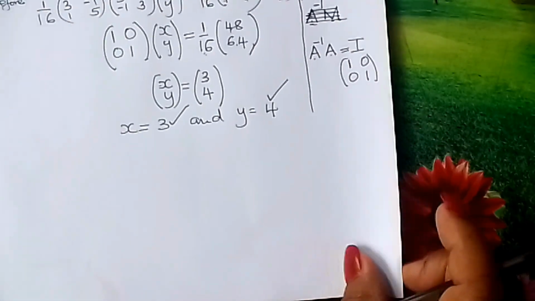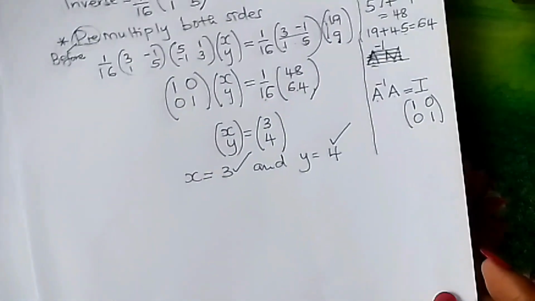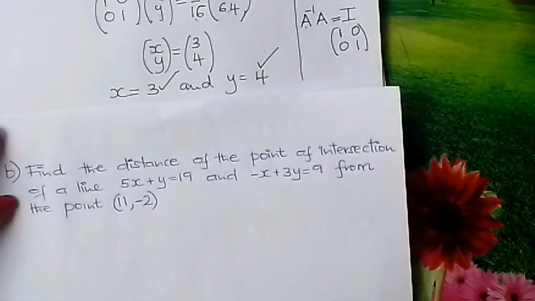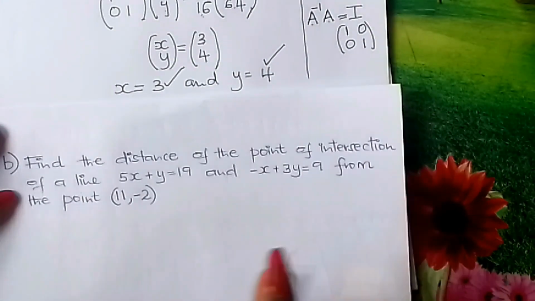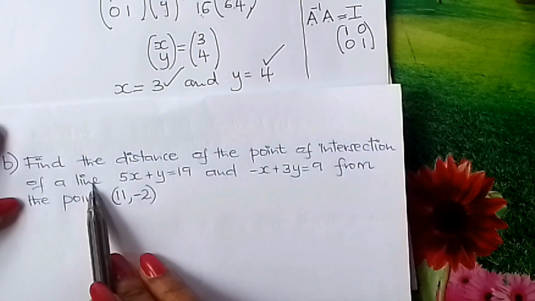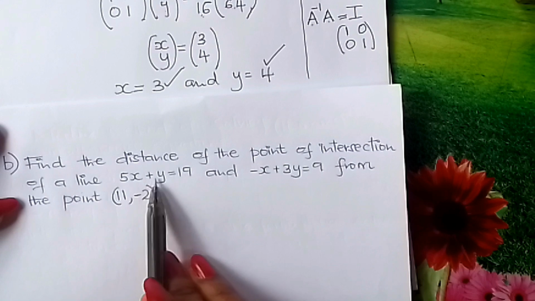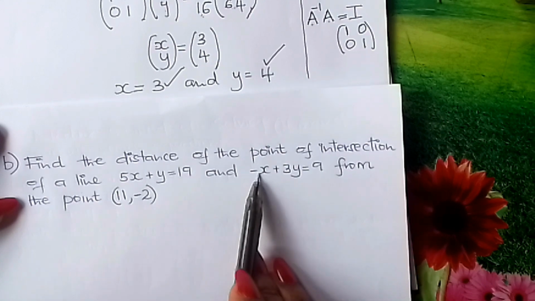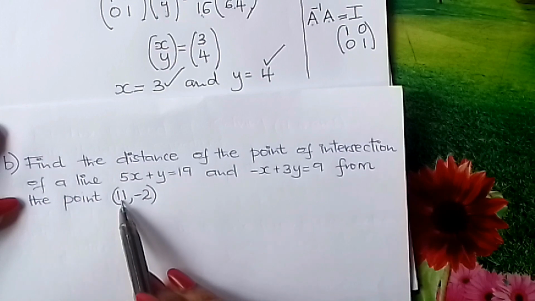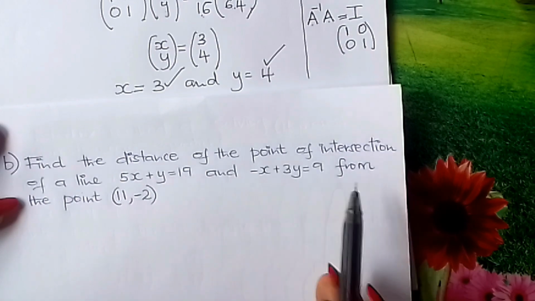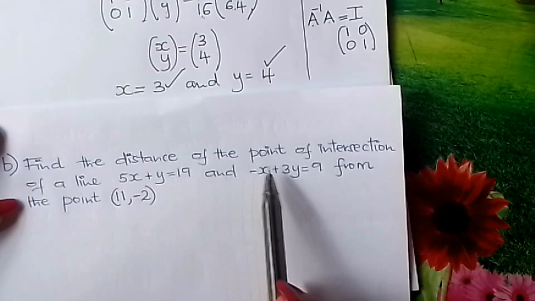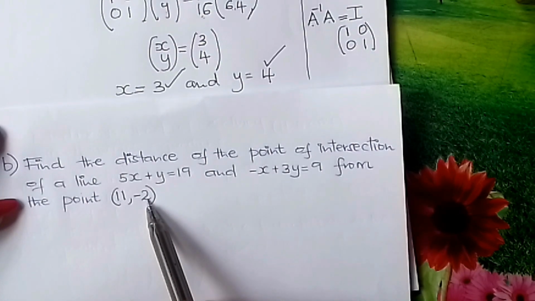From there, we have a part 2. That was part 1. Maybe you can write it here. Look at this. You are told to find the distance of the point of intersection of lines 5x plus y is equals to 19 and negative x plus 3y is equals to 9 from the point 11, negative 2. What is the distance between the point of intersection of these two lines and this point here?